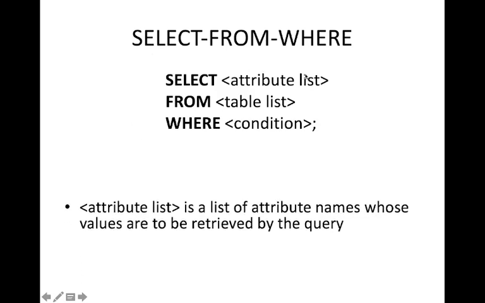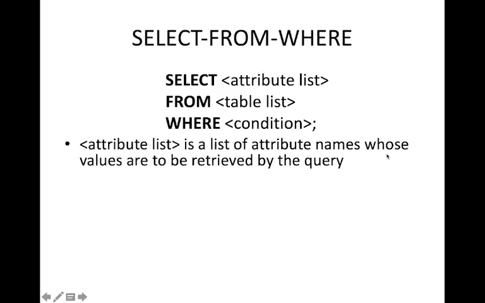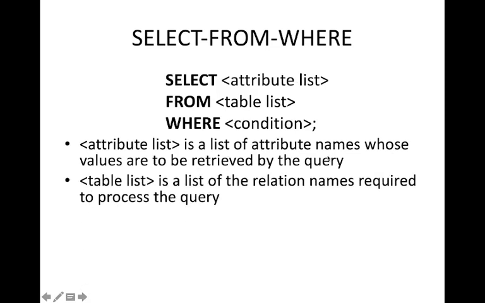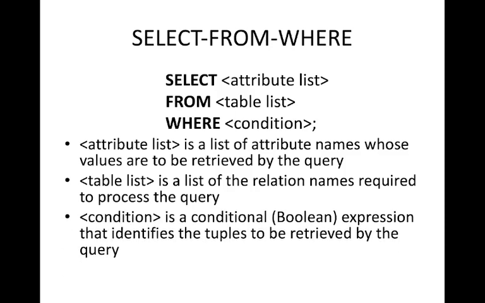The attribute list is a list of attribute names whose values are to be retrieved by the query. The table list is a list of the relation names or tables required to process the query. The condition is a conditional Boolean expression that identifies the tuples to be retrieved by the query. Based on this condition, we select those attributes and list them out from these tables.